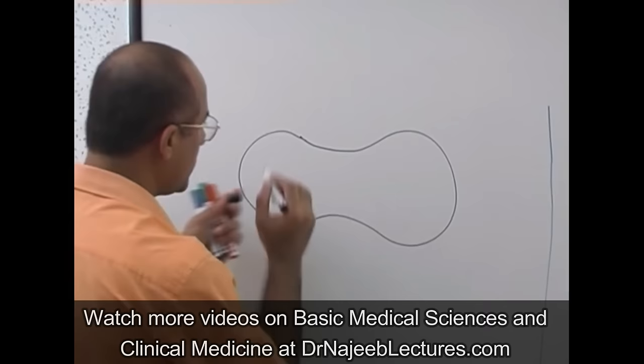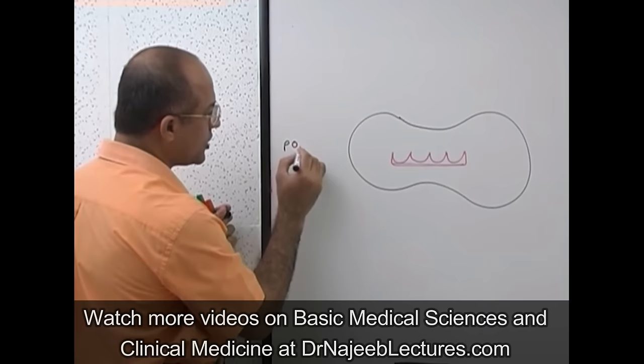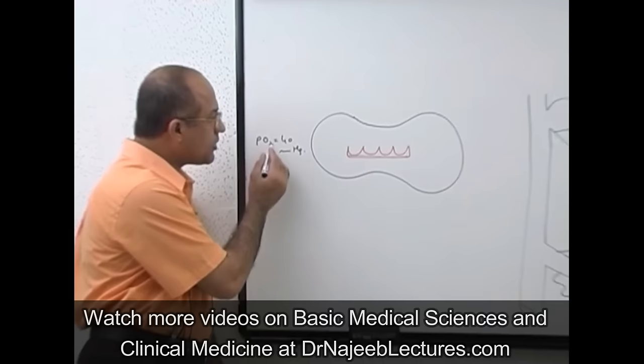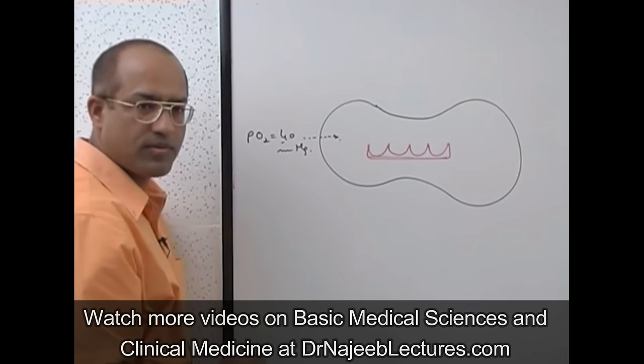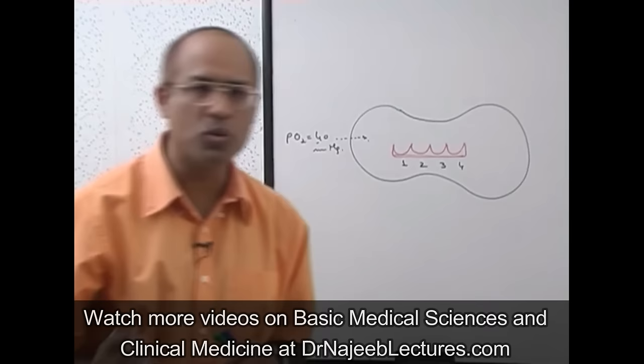This is your RBC, and these are these four pockets, right? I say that partial pressure of oxygen here is 40 millimeter of mercury at this point, let's suppose, before reaching the alveoli. When pressure of oxygen is 40, oxygen is pushed to the RBCs, and at this pressure, out of four pockets, 1, 2, 3, and 4, how many pockets are loaded with oxygen? Who will tell me?